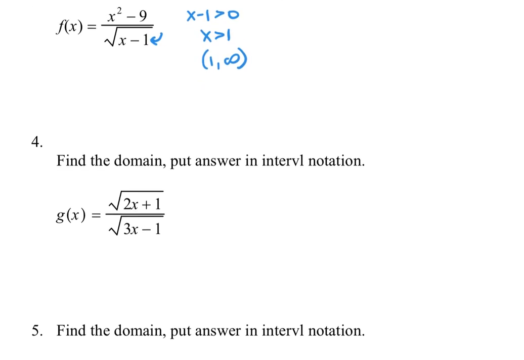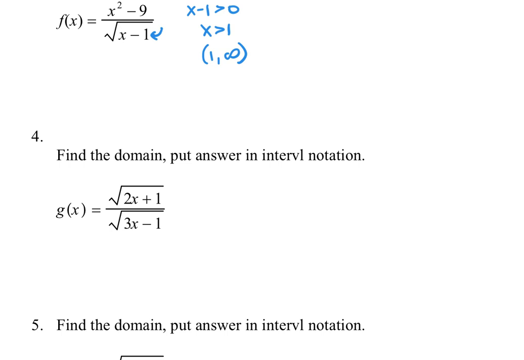For number 4, you've got two different scenarios happening. The first is the variable in the denominator underneath the root, so that would be greater than 0. The second is the numerator is also under a square root, so this has to be greater than or equal to 0. So if 2x plus 1 has to be greater than or equal to 0, 2x has to be greater than or equal to negative 1, and x has to be greater than or equal to negative 1/2. And in the denominator, 3x minus 1 has to be greater than 0, so 3x has to be greater than 1, divide by 3, and x has to be greater than 1/3.